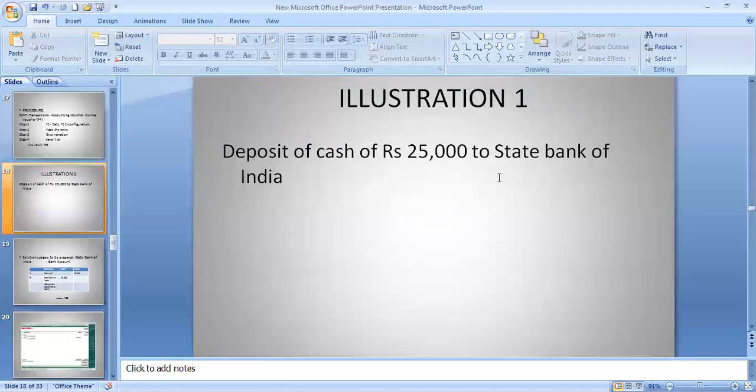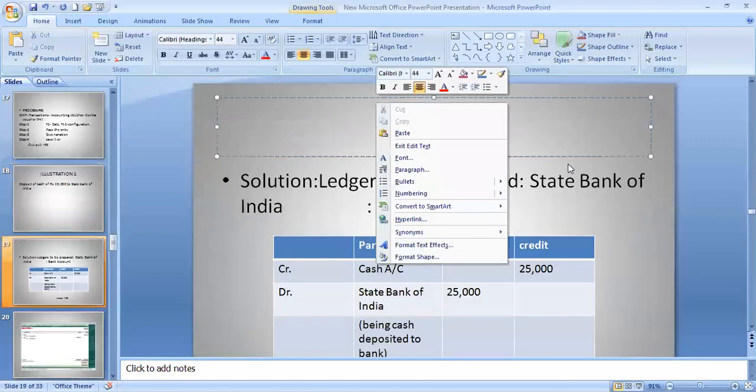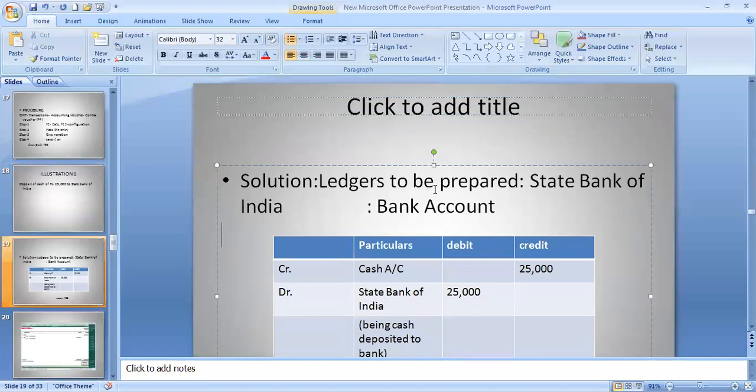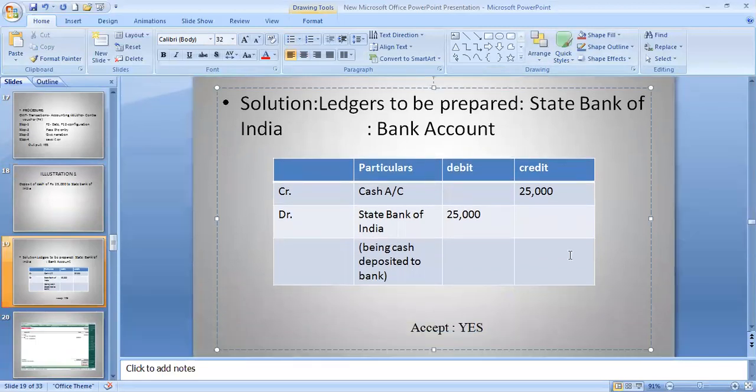The cash is going out from the business. So what will be the transaction? A general transaction when you prepare a books of accounts will be bank account debit to cash account. But here the transaction moves on like this. Ledger to be prepared is in the books of the State Bank of India. So State Bank of India falls under the bank accounts.